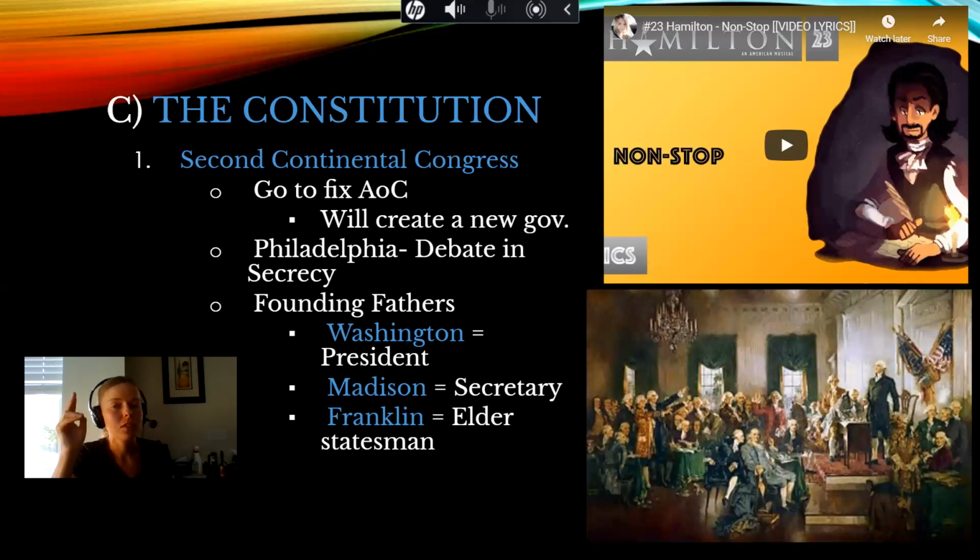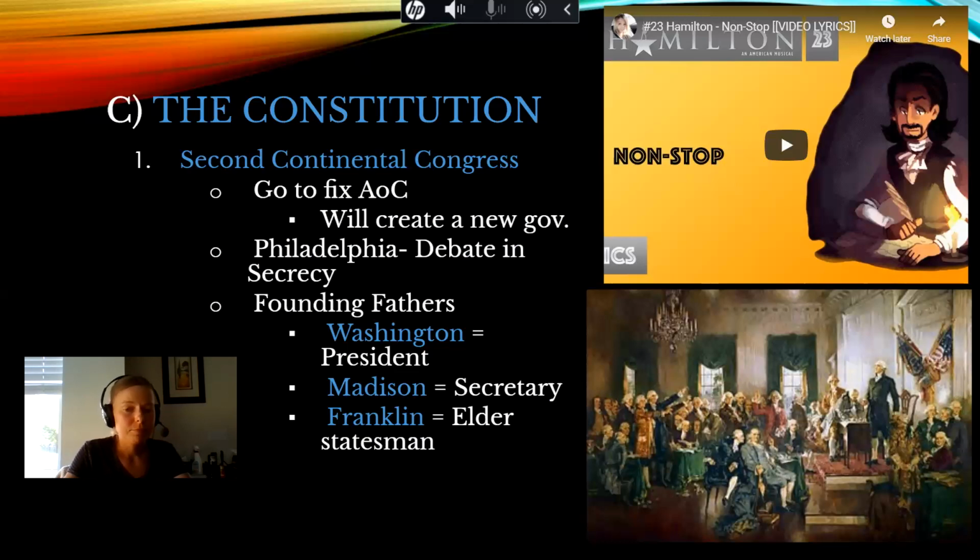And they're meeting mostly from May onward in that summer of 1787. It is hot and the windows are shut and there's no casual dress code. So these guys are in their powdered wigs, their pantaloons, their heavy coats. They are sweating. It's nasty.